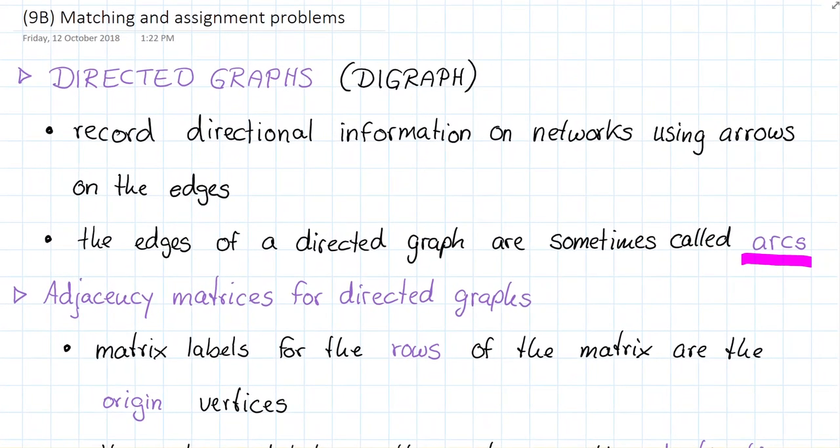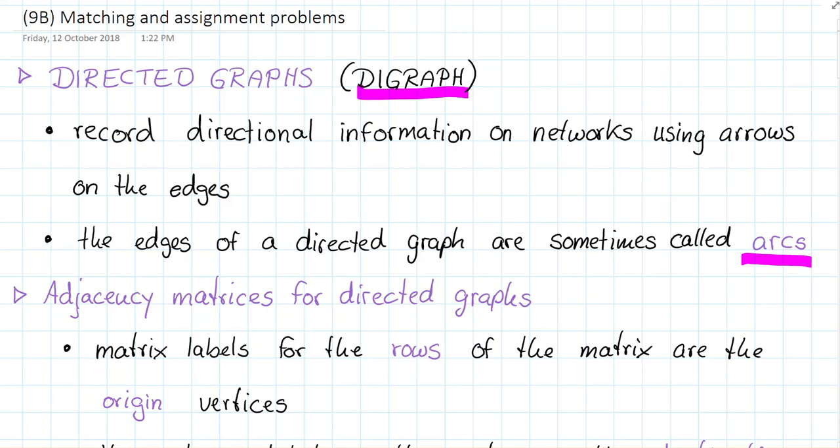Okay, our next topic is 9b, matching and assignment problems. For this chapter, we need a few definitions again to know what they're actually talking about. First of all, we need to know what a directed graph is. Sometimes that's also called a digraph. But what does it actually mean?